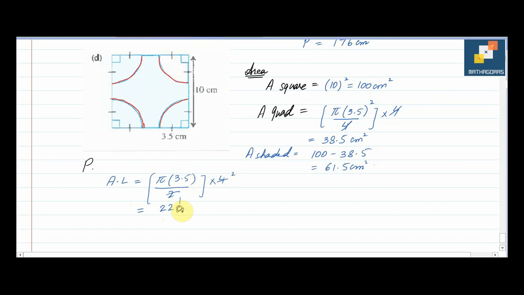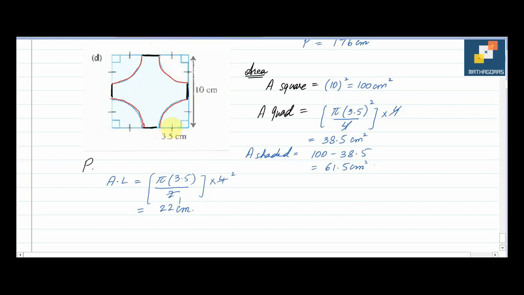So the arc length of all these 4 quadrants is 22 centimeter. If you look closely, then you will see that this length is also part of the perimeter, right? It is also the boundary of the shaded part. Now the question is, how do we find this length?